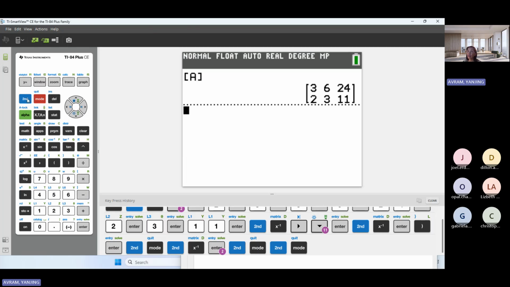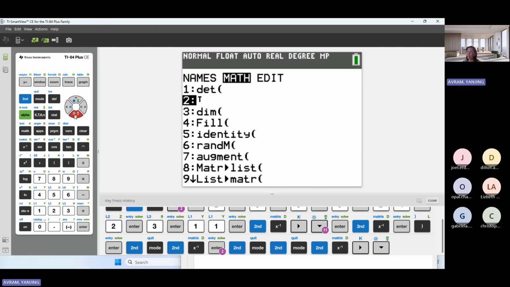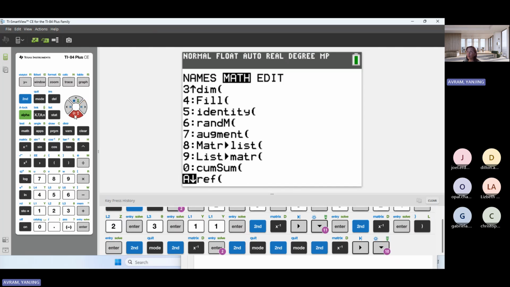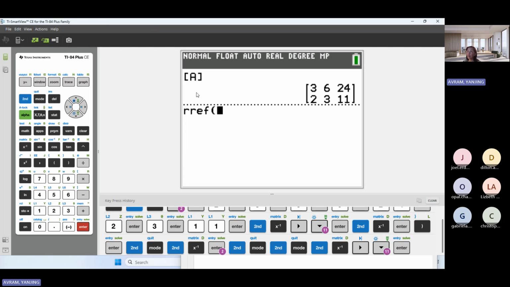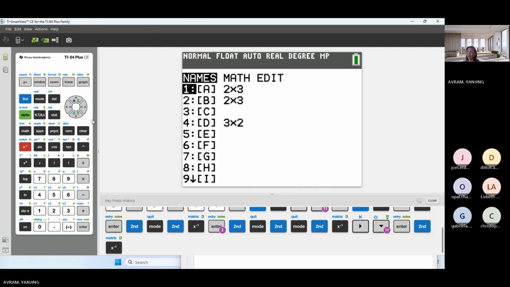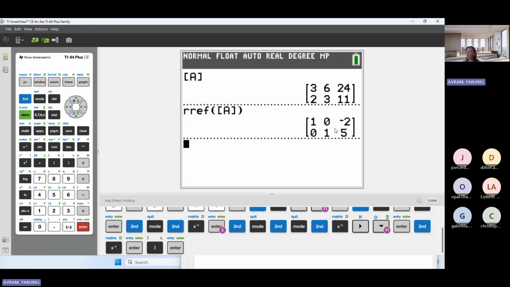So now I can go to second matrix again, and then go to math. And then as I mentioned earlier, use row reference, RREF, all right? And then go to find the matrix, which is A. So second matrix using A, all right? And then I press enter. Now this is my solution matrix, okay?